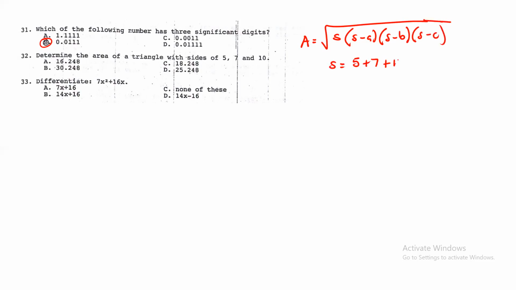The next, 32. Determine the area of a triangle with sides of 5, 7, and 10. We can use Heron's formula. Heron's formula is the square root of S times S minus A, S minus B, times S minus C. Our S is 5 plus 7 plus 10 divided by 2. We call S the semi-perimeter. So, we just substitute: 5 plus 7 plus 10 divided by 2.